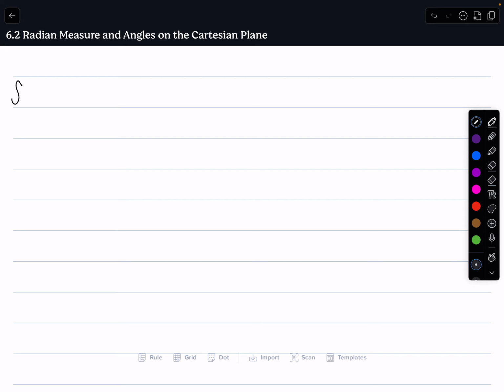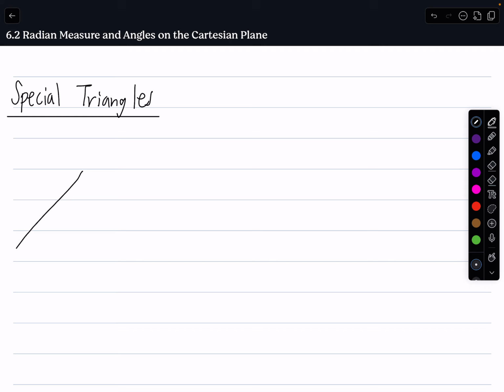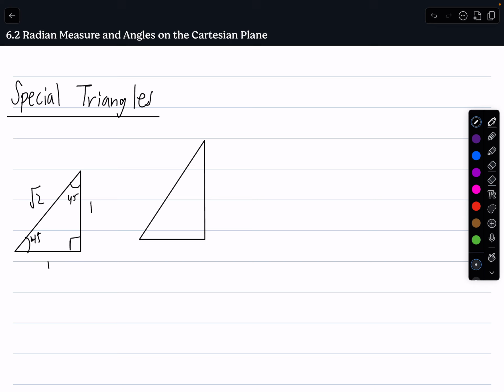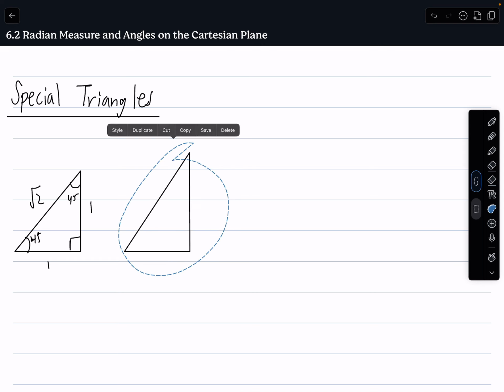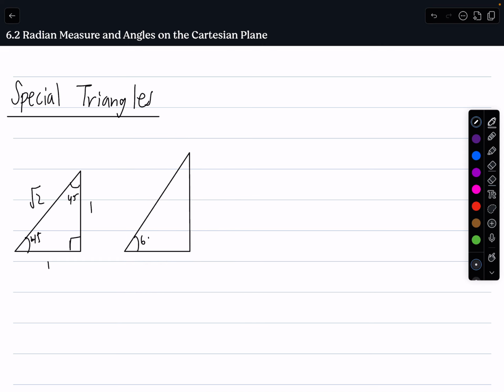In grade 11, you were introduced to a concept called special triangles. There were two special triangles that your teachers asked you to memorize. The first one being the 45, 45, 90 triangle with the sides 1, 1, and root 2. And the second one being the 60, 30, 90 triangle, where you had root 3, 2, and 1.